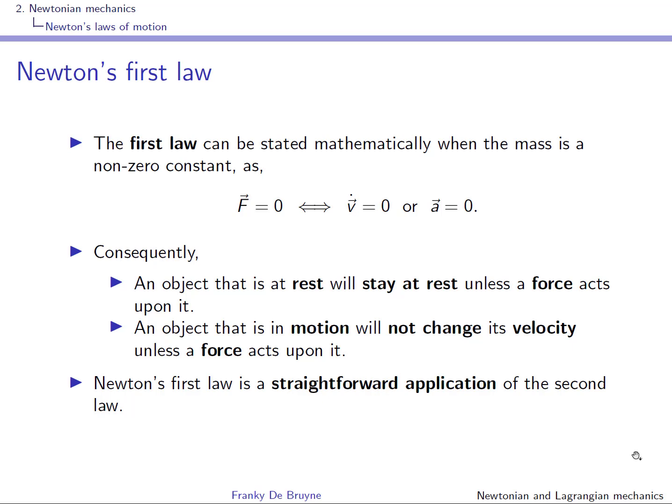Consequently, as I said before, if an object is at rest, it will stay at rest, okay? And an object, if it is in motion, it will not change its velocity vector, so it will have the same speed in the same direction.